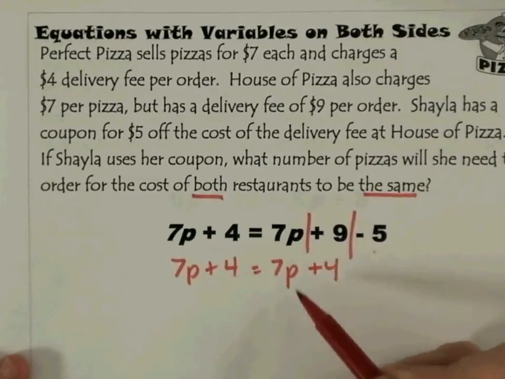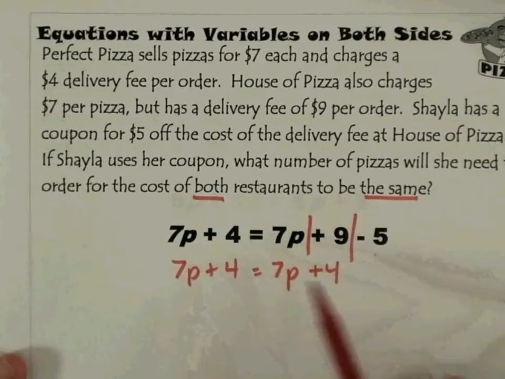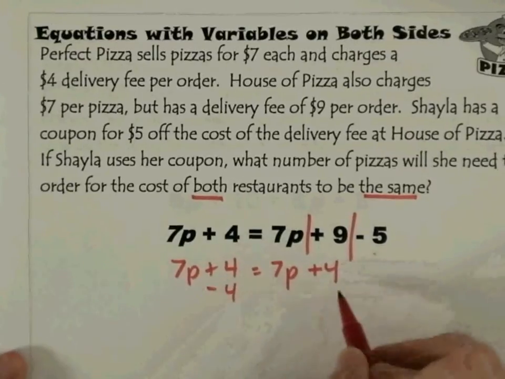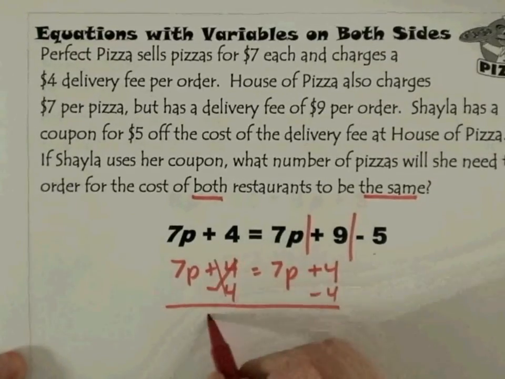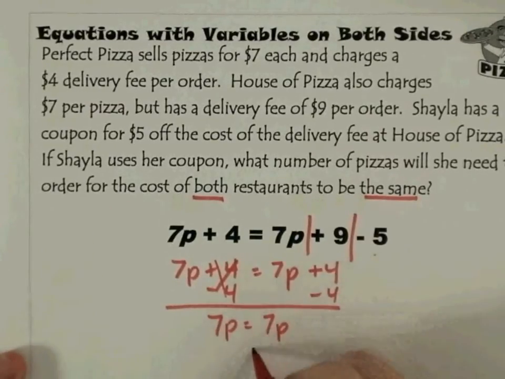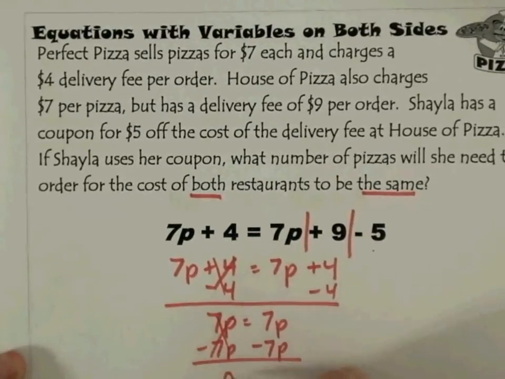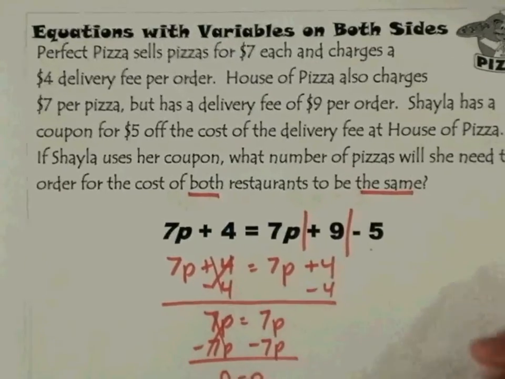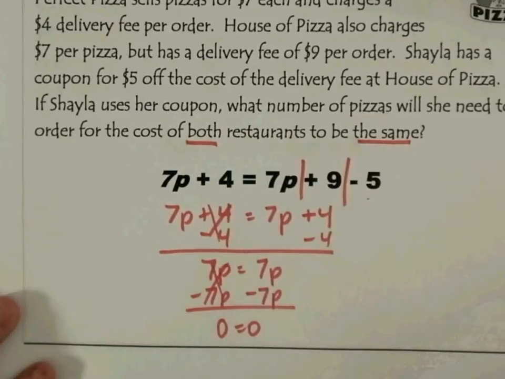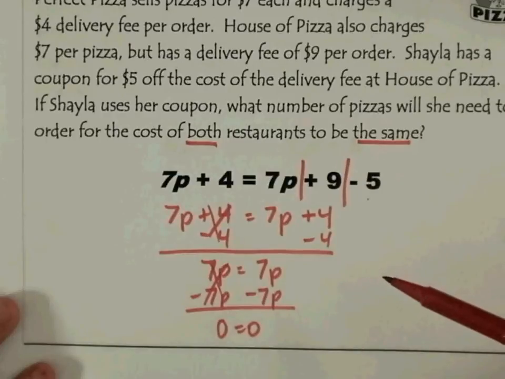So what I'm seeing is that once I put the coupon into play, it costs me exactly the same amount at Perfect Pizza or House of Pizza. If I wanted to keep on going and continue to solve this problem, hey look, they still look the same. If I try to get all my p's on the same side, I have 0 equals 0. What this means is they are equal every step of the way. This means that for any number of pizzas, they're going to cost the same.